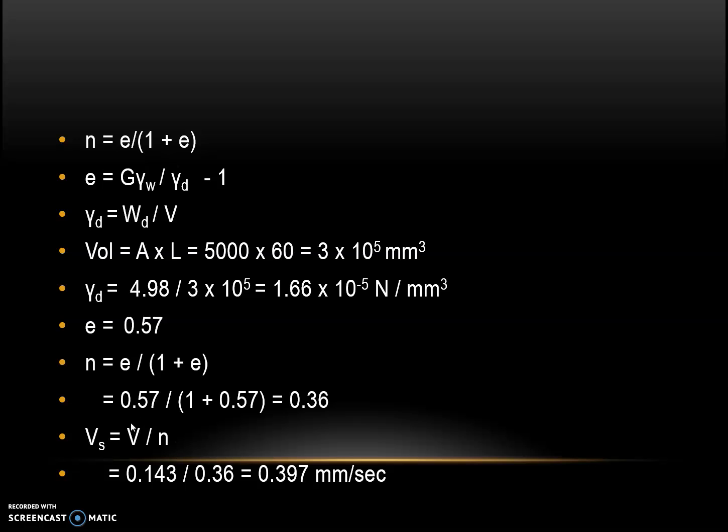Substitute in the equation to find seepage velocity. Vs is equal to V, that is 0.143, divided by porosity, that is 0.36, which will be equal to 0.397 mm per second.